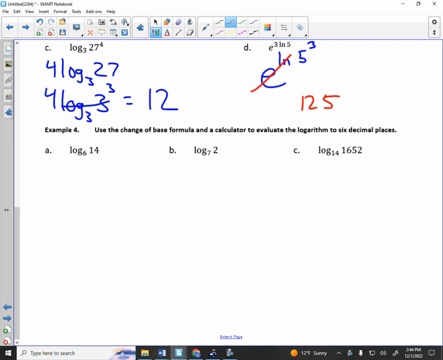Sure. Yep. Okay. Everybody for this last piece got to take out your calculator. Calculator needs to be out. Well, good news or bad news?